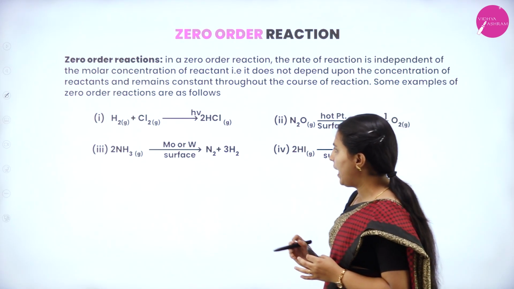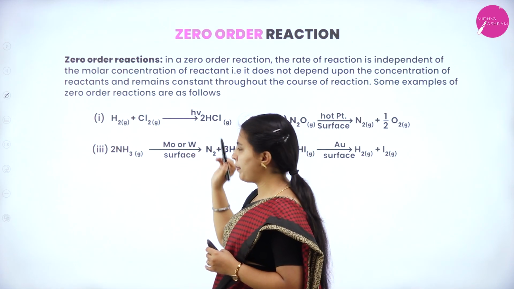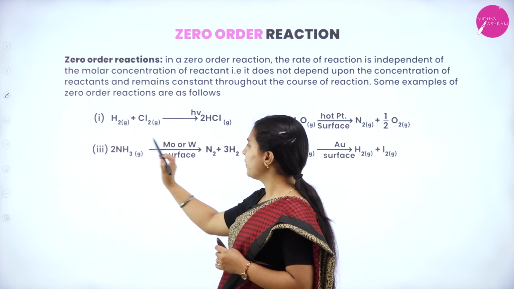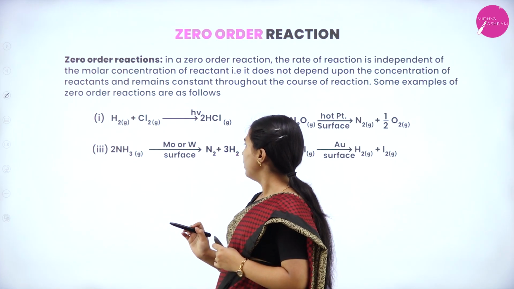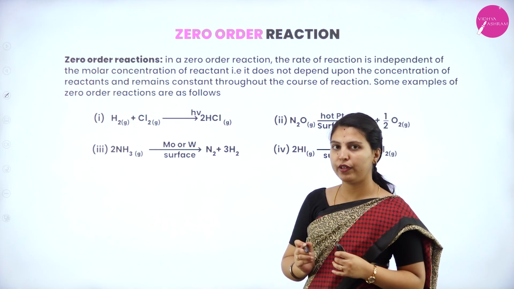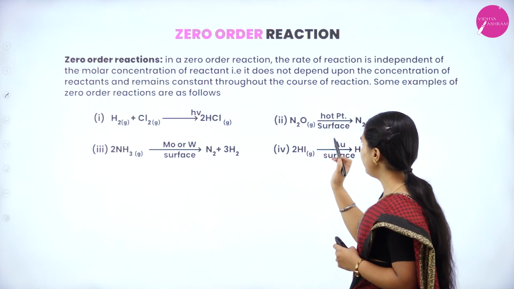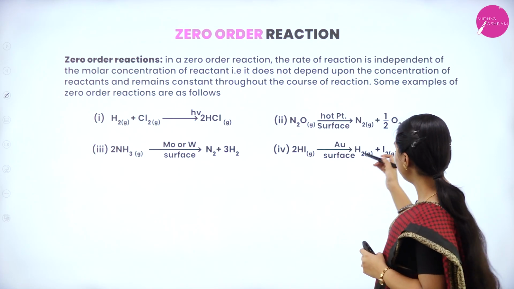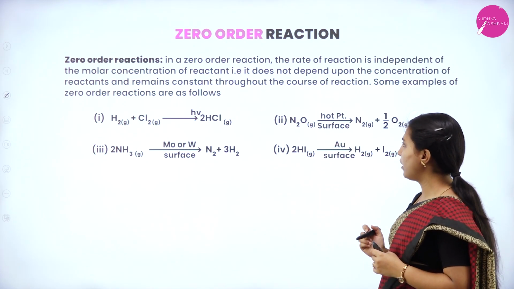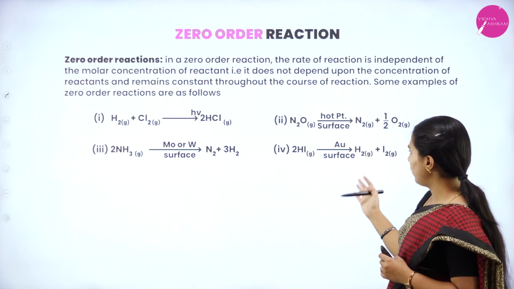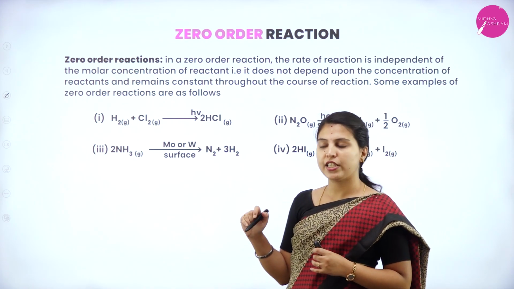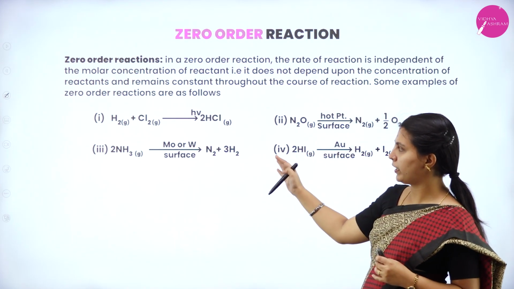Some examples: H2 plus Cl2 in the presence of light, it is a photochemical reaction, 2HCl will form; and ammonia in the presence of molybdenum or tungsten, N2 plus 3H2 will form. N2O in the presence of hot platinum, N2 plus half O2; 2HI, that is hydrogen iodide, in the presence of gold, H2 plus I2. These are all surface reactions and also reactions in the presence of some catalyst.